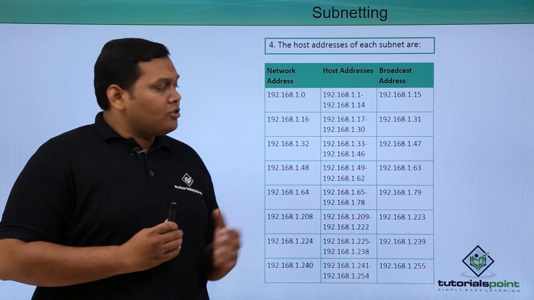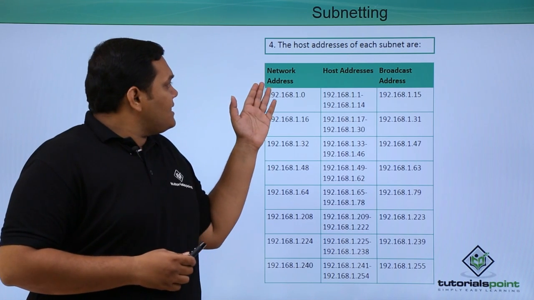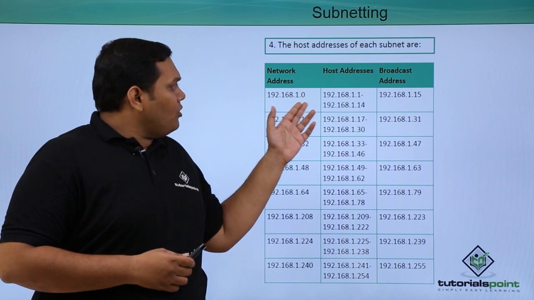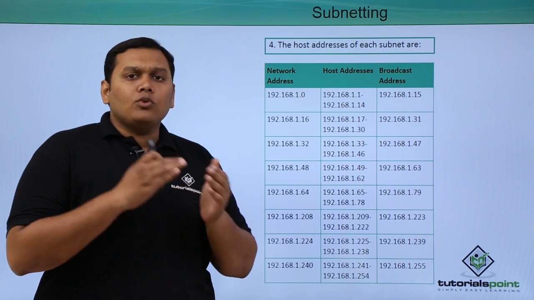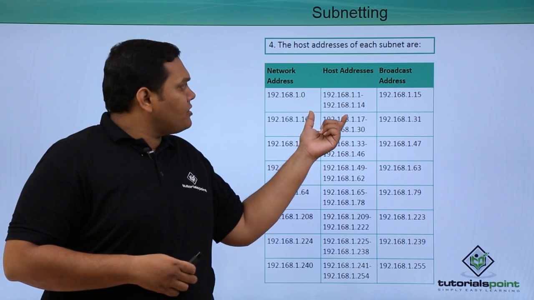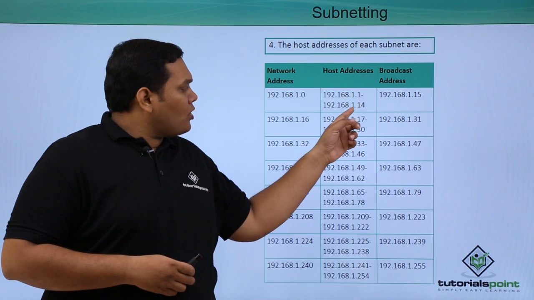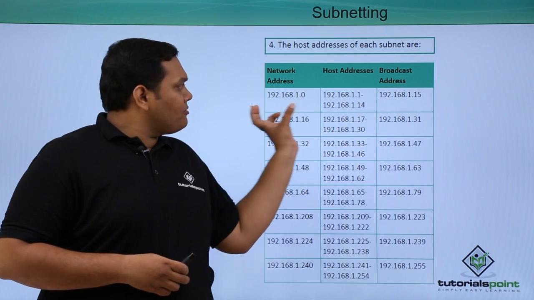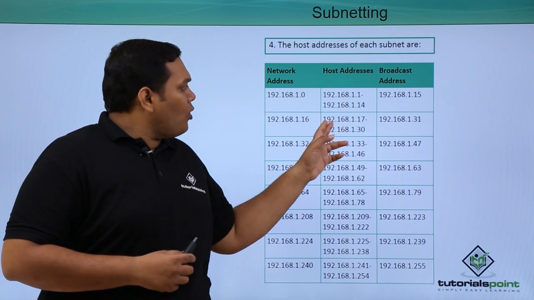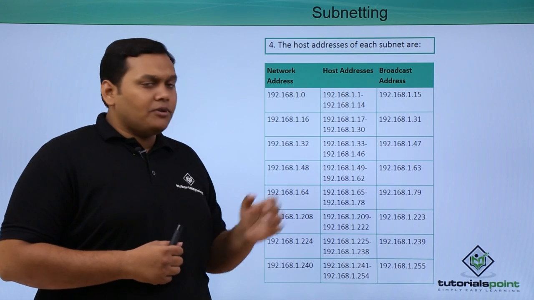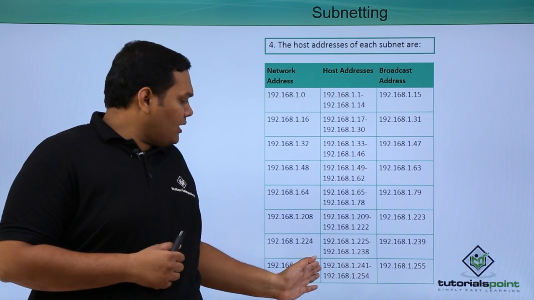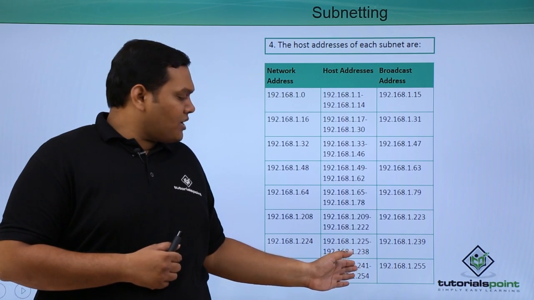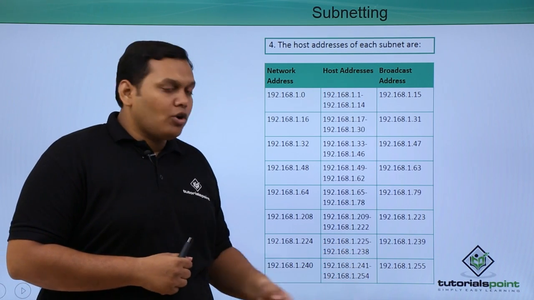Coming to the host addresses of each subnet, here you can see the network address is 1.0 and the broadcast address is 1.15. So, between 1.0 and 1.15 you have the host addresses of each subnet. So, 1.1 to 1.14 is for the first network 1.0, and 1.17 to 1.30 is for the second network 1.16. So on, you can see till 1.240. The host address range is 1.241 to 1.254.